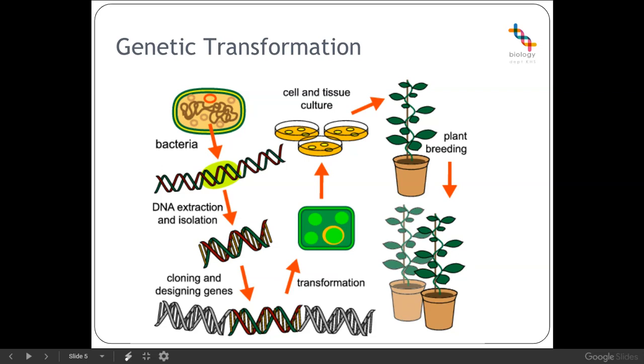So remember, we're considering the fact that we can use gene sequencing to look for useful characteristics present in other species and insert them into our plants through the process of genetic transformation and recombinant DNA technology that we've looked at previously in Unit 2.